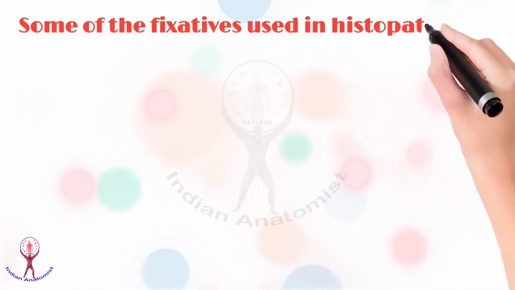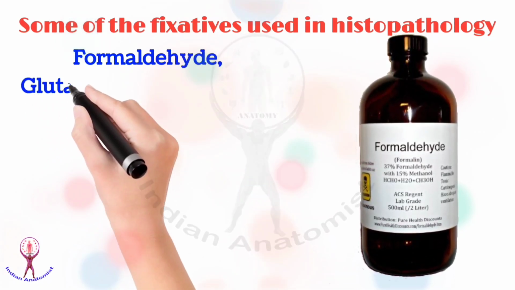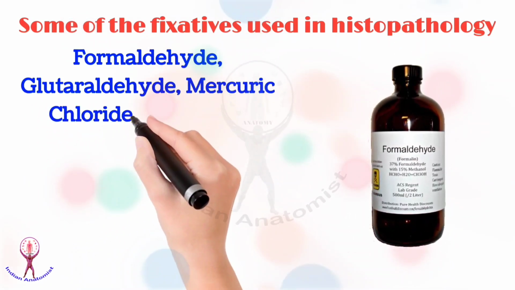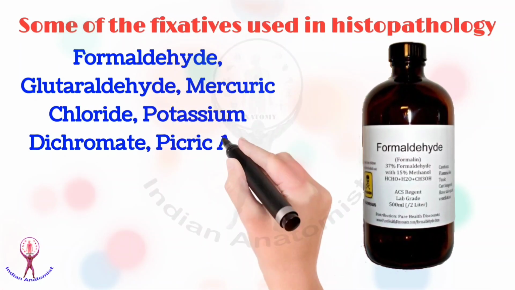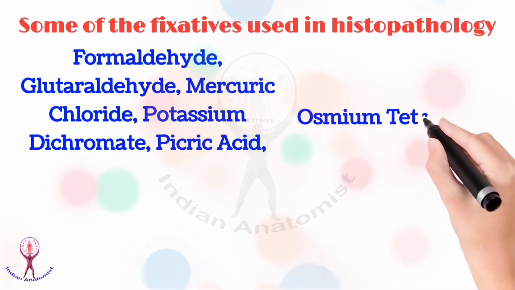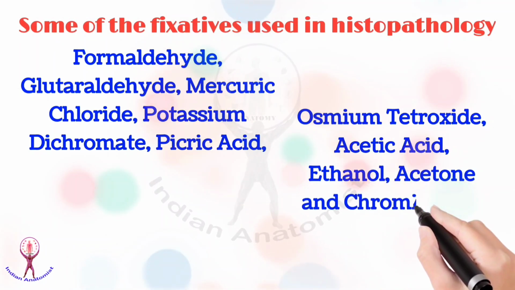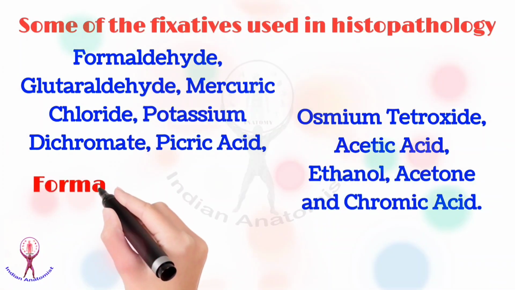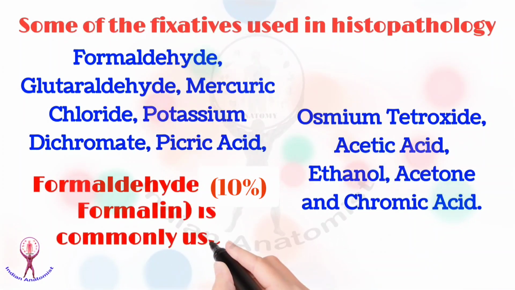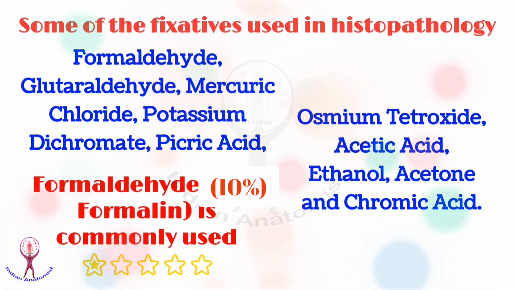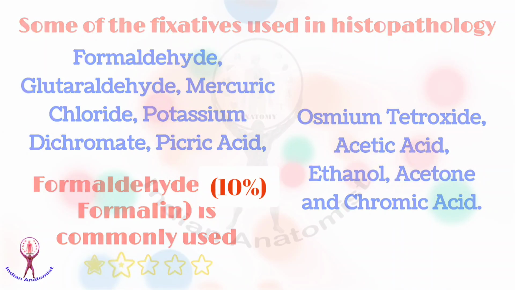The common fixatives used in histopathology are formaldehyde, glutaraldehyde, mercuric chloride, potassium dichromate, picric acid, osmium tetroxide, acetic acid, ethanol, acetone, chromic acid, and so on. Commonly used fixative in the lab is 40% formalin, which is an aqueous solution of formaldehyde.